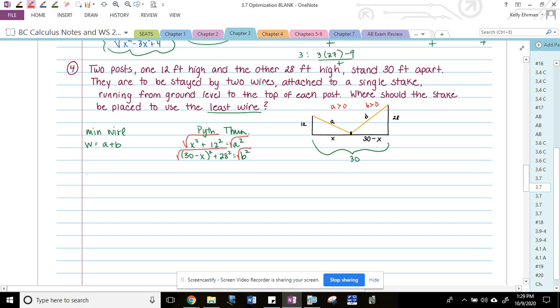Okay, so W is actually just the square root of x squared plus 12 squared. I guess we'll make that one 44. And B is just the square root of, we're probably going to need to FOIL this out, don't you think? So 900 minus 60x plus x squared plus, oh, what's 28 squared? Goodness.